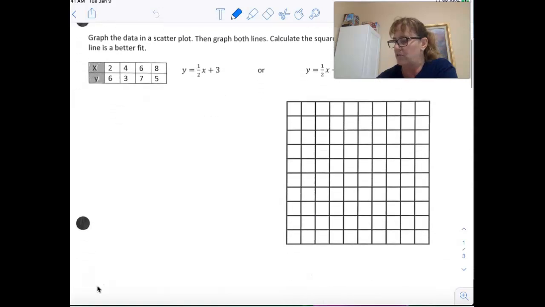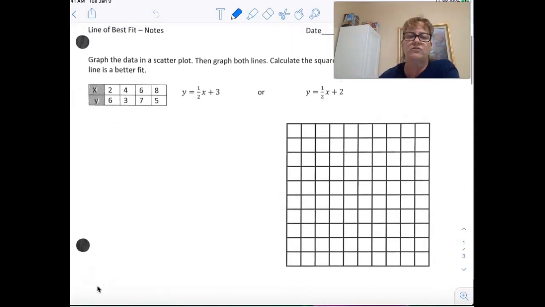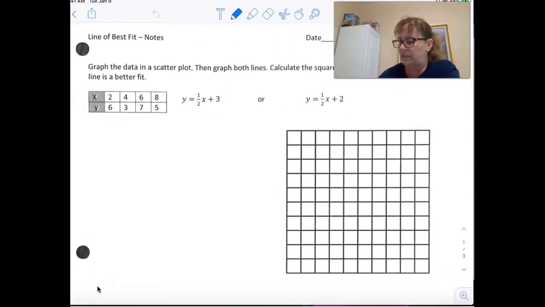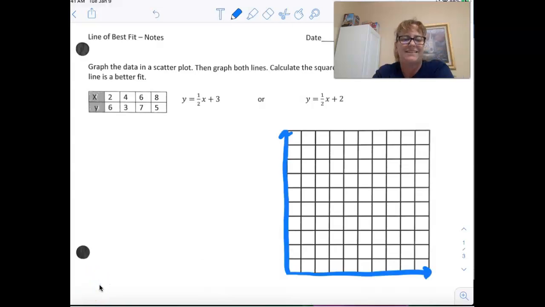All right, so here on your notes, you've got some data over here on the left, and you've got two lines that are possible lines of best fit. So let's first start by graphing the data. The first thing I did was draw the two axes. You want to make sure that your increments on each axis are equal. And so we're just going to graph our data.